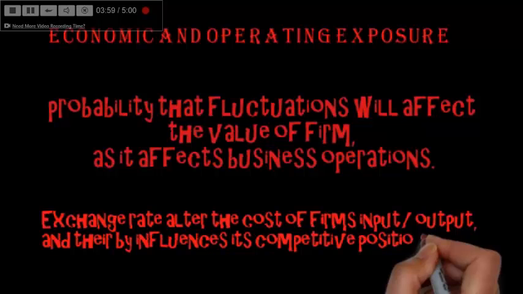For example, I am an Indian importer, importing goods from the US, so I am paying in dollars. Now suppose there is a change in the dollar exchange rate. This change can have a favorable or a negative impact. If my import prices rise, then compared to my competitors it is disadvantageous, and if it is vice versa, then it can be favorable for me. So there are three types of exposure: transaction, translation, and economic or operating exposure.